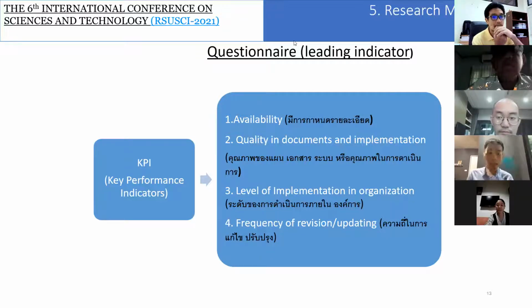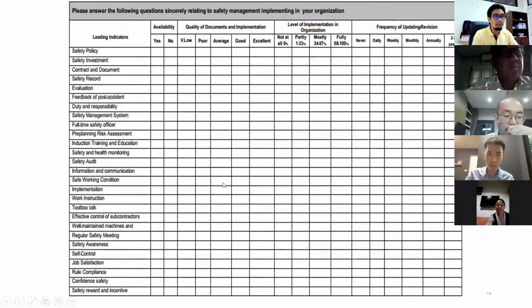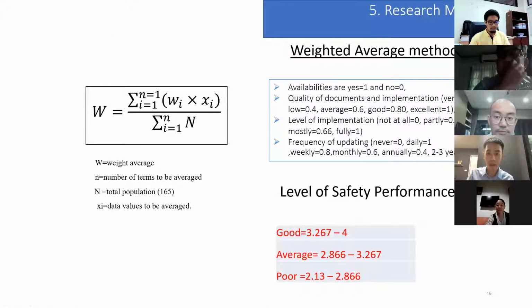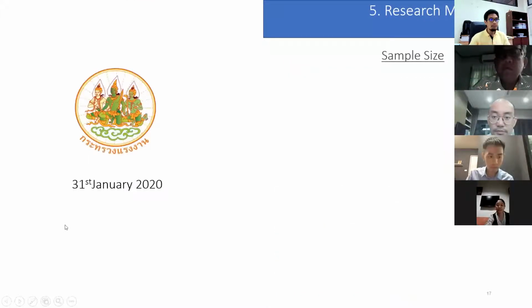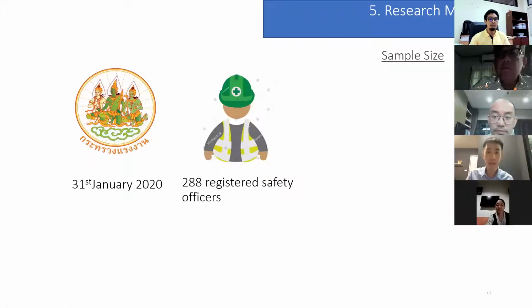So these show the questionnaire example. In availability, you can see we have yes or no. For the quality of document, we have very low to excellent. For the level of implementation, we have not at all, partly, mostly, and fully. And for the frequency of updating, we have never, daily, weekly, monthly, annually, and 2 to 3 years. This is the English version. And this is the Thai version.